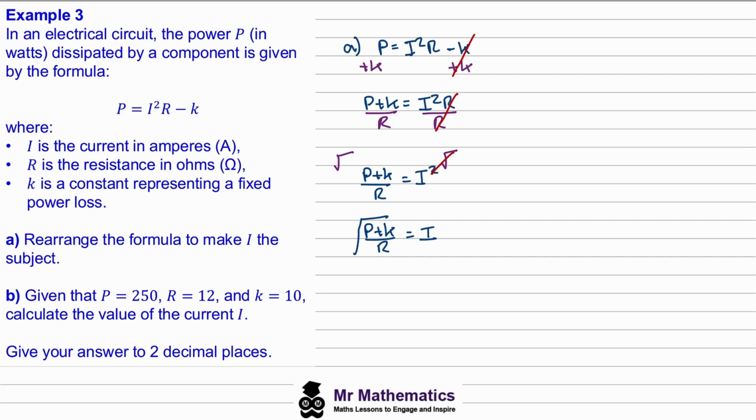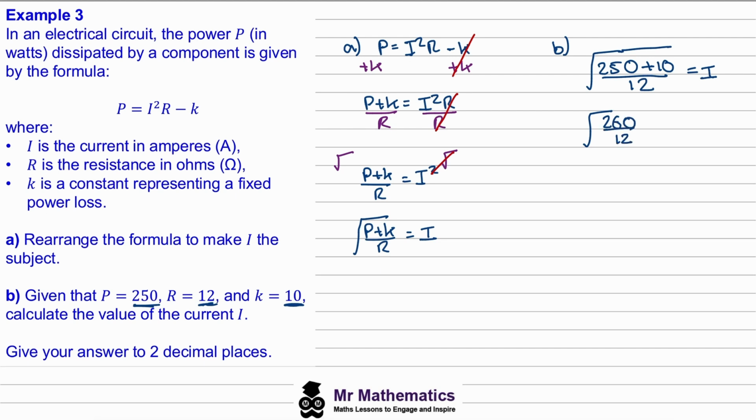For part B, given that P is 250, R is 12, and K is 10, work out the value of the current I. So we need to substitute these three values into our new formula. So we'll take the square root of P, which is 250, plus K, which is 10, over R, which is 12. And this will be I. We can simplify our numerator. So we've got 260 over 12.